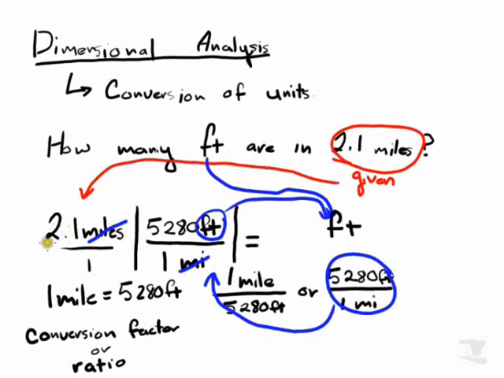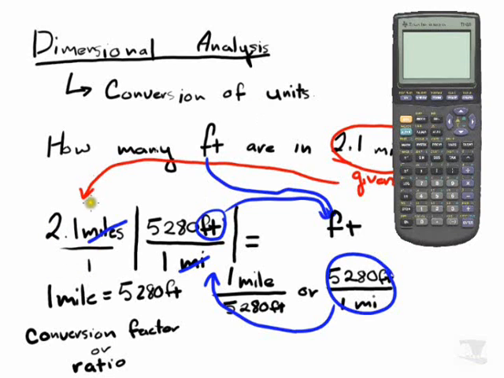So get out your handy dandy calculators. In order to complete the mathematics here, I simply take whatever number is on the top and multiply it by whatever number is on the top of the first ratio, times whatever number is on the top of the second ratio, and so on. So in this case I have 2.1 and multiply it by 5,280, and then I hit enter or equals.